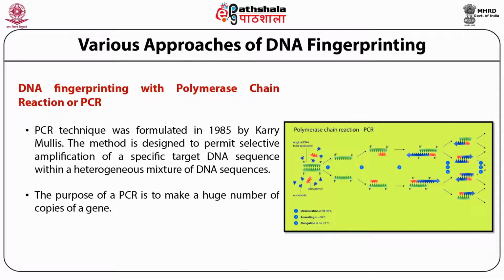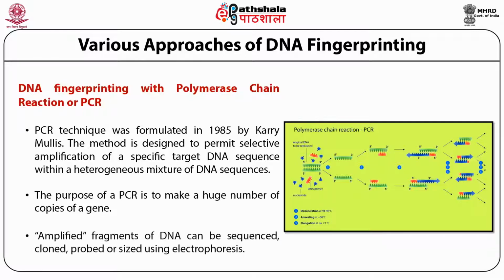As a result, it now becomes possible to analyze and characterize DNA fragments found in minute quantities in places like a drop of blood at a crime scene or a cell from an extinct dinosaur. Starting with one original copy, an almost infinite number of copies can be made using PCR. Amplified fragments of DNA can be sequenced, cloned, probed, or sized using electrophoresis.